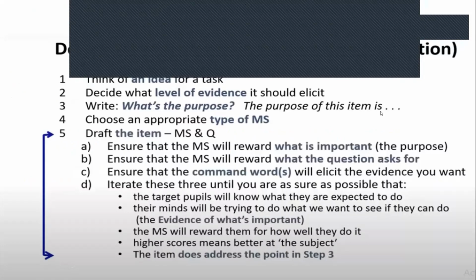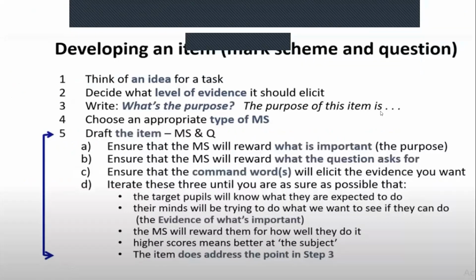The item writing process. What is the process? The first part of this says, develop an idea for the task. You must think about what you want to test your students on, what task you want to give your students, what competency you are going to be testing.